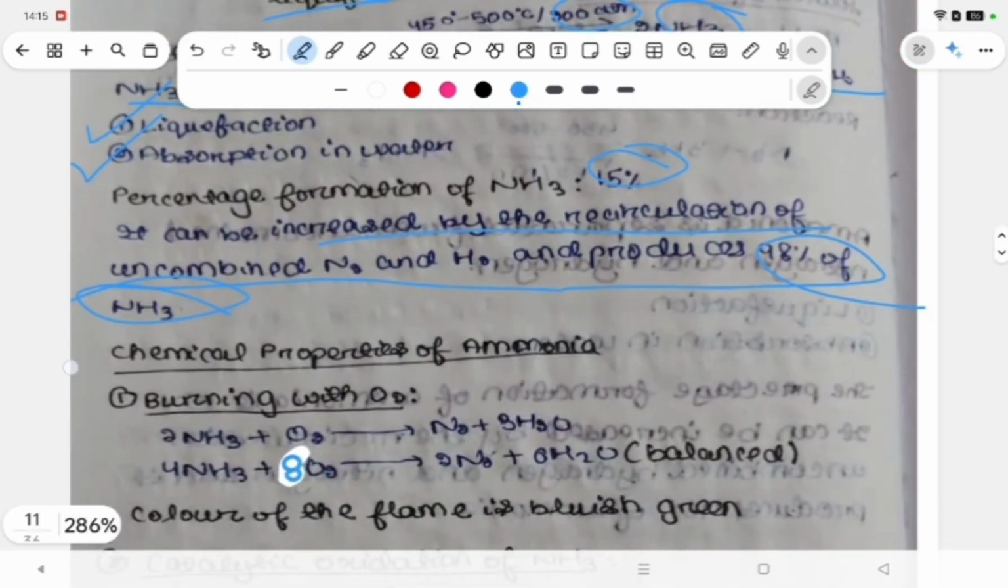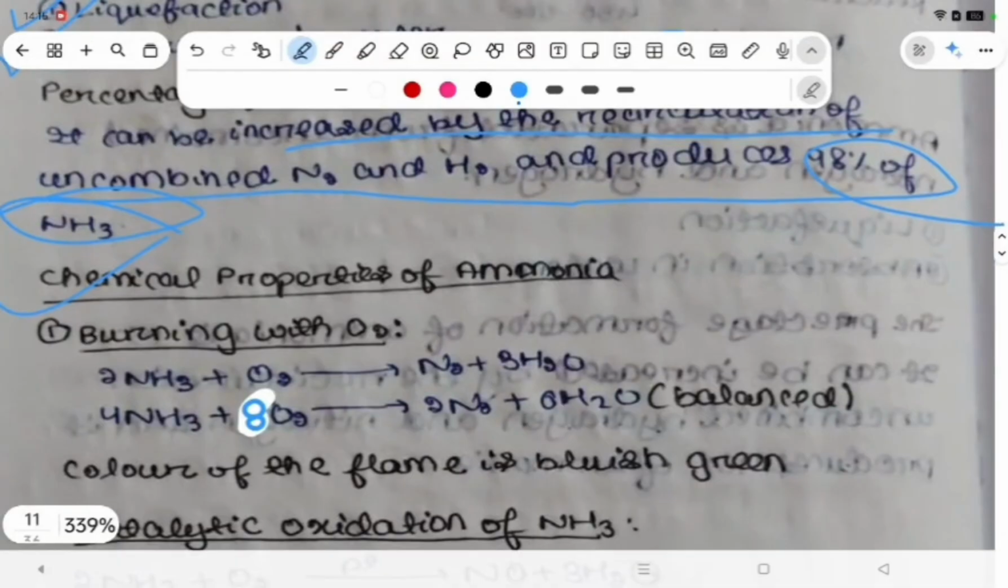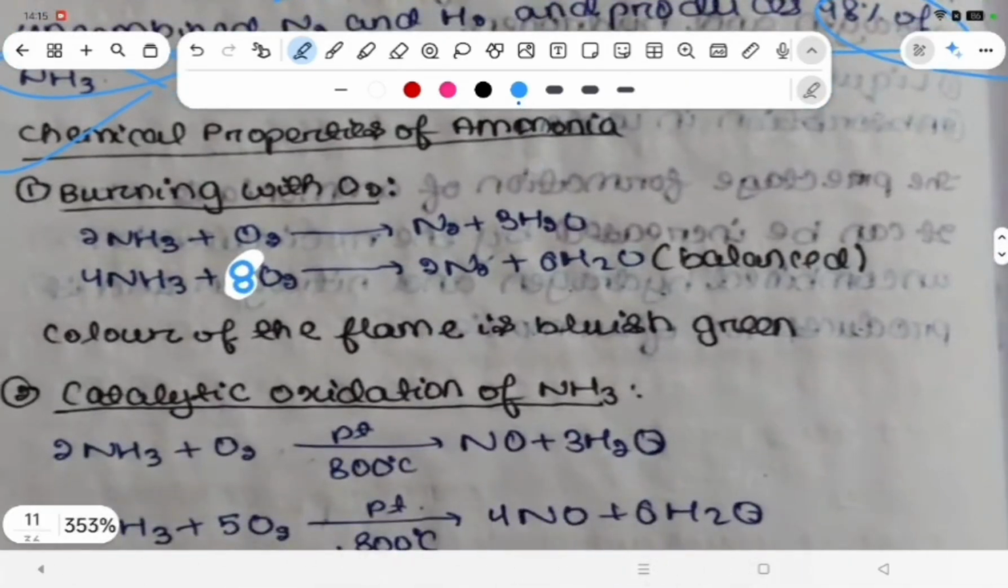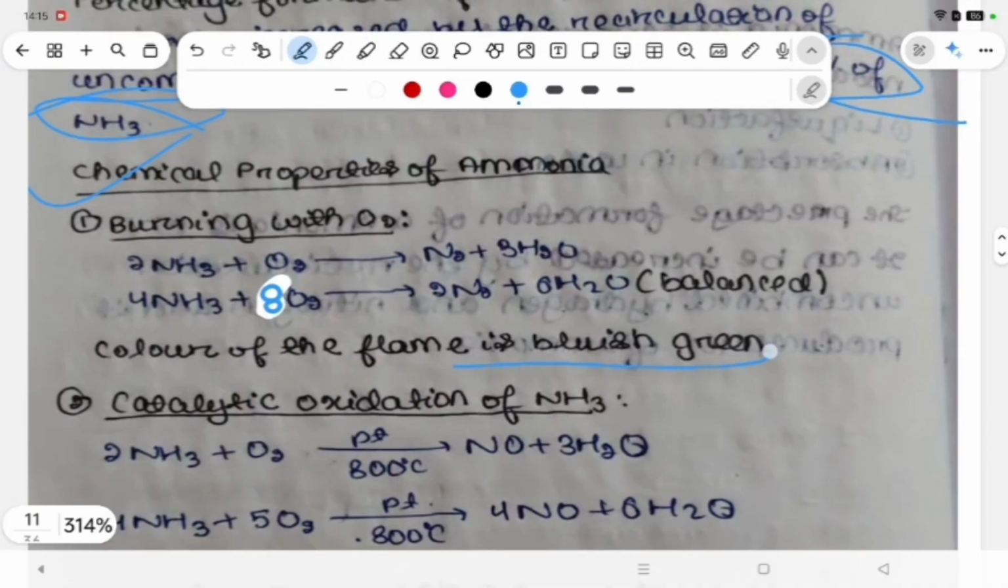Chemical properties of ammonia. Burning with O2: ammonia plus oxygen gives nitrogen plus water. You have to balance the equation. The color of the flame is bluish green.